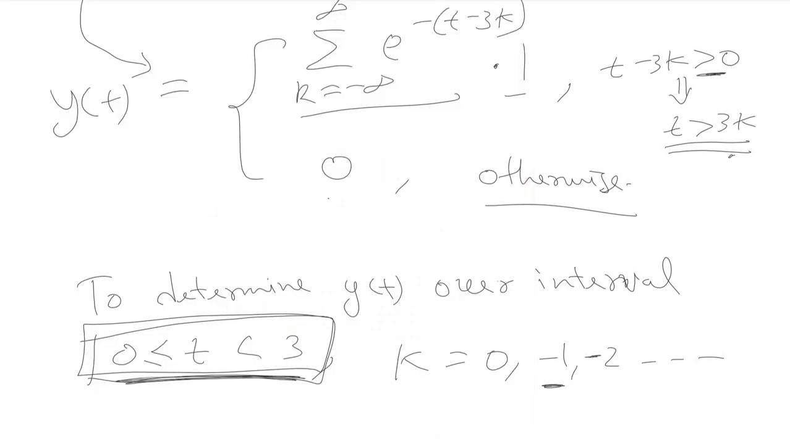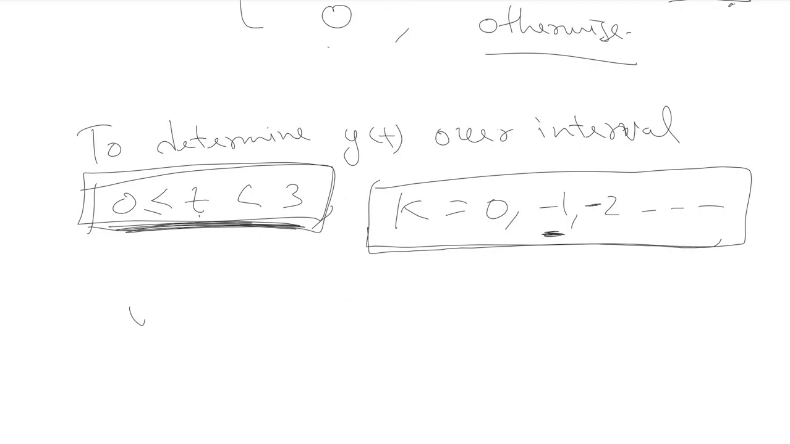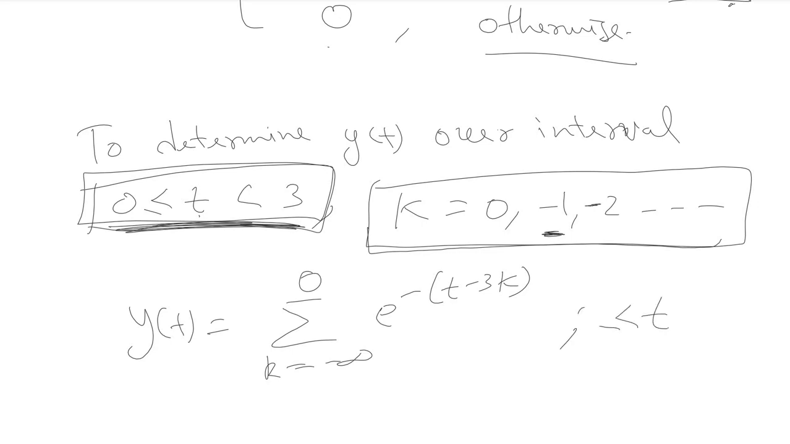For k as -1, t will be less than 3, and so on. If you see that for these values of k, the given range is being satisfied. That is, the value of t lies between 0 to 3 for this given set of values of k. Hence, the resultant y(t) can be written as summation k ranging from -infinity to 0 of e raised to power minus t minus 3k, and the range is t 0 to 3 and 0 otherwise.